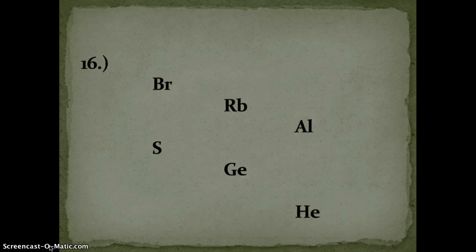Okay, so once again, let's just go through these group numbers here, and then we have one more slide. This is it. For bromine, we are in group 17. This is a halogen. Rubidium is in group 1. Aluminum, group 13. Sulfur, group 16. Germanium, group 14.